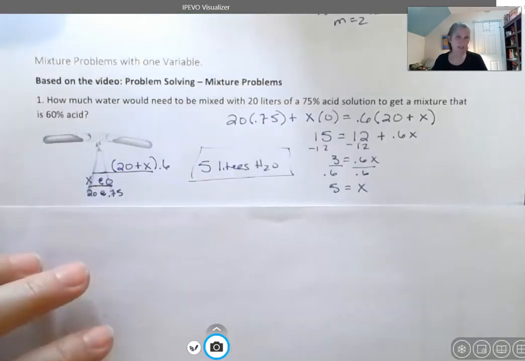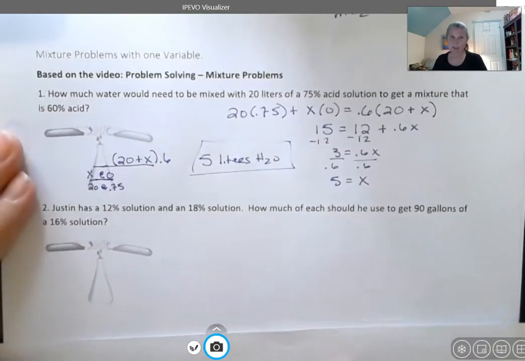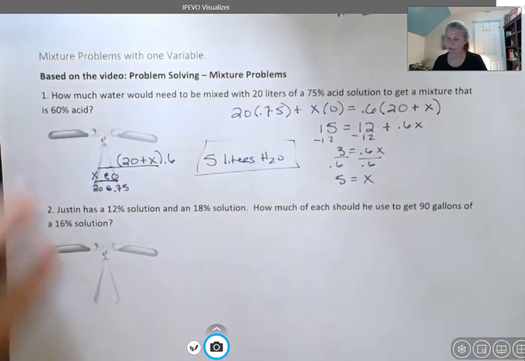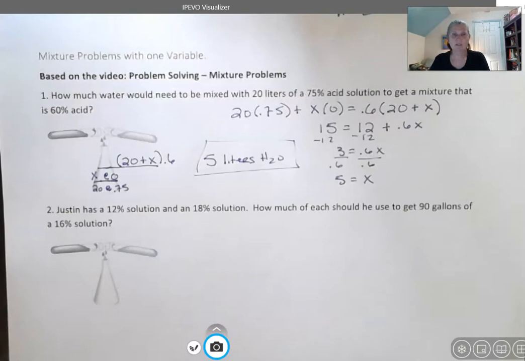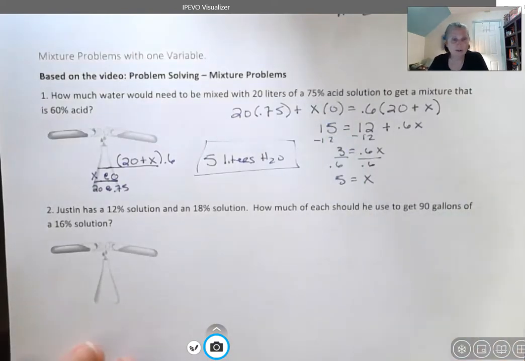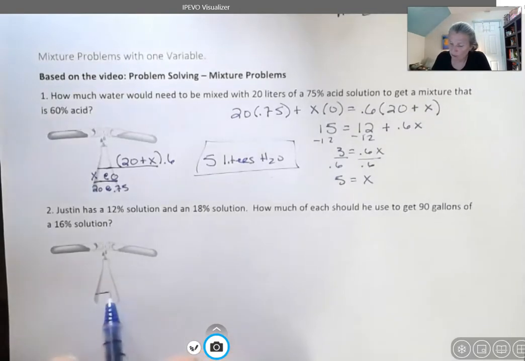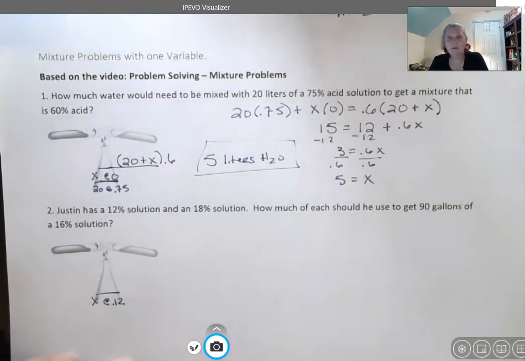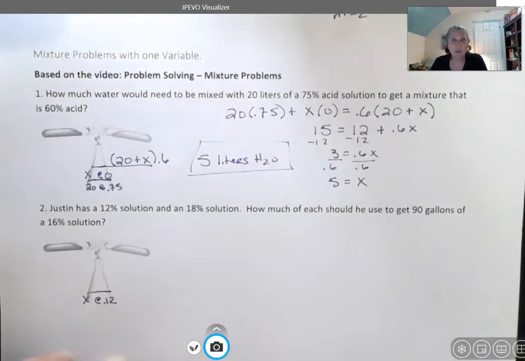All right. So then the next one is another solution problem, but it's a little different. Justin has a 12% solution and an 18% solution. How much of each should he use to get 90 gallons of a 16% solution? Well, this is harder because we're not just adding water, which obviously made our calculation easy up here. We're going to have to add both things. So first of all, I'm going to put some amount, I don't know, let's say X at 12%. And I can't just say, oh, and I'll add Y at 18%, because we're trying to use just one variable on these problems.